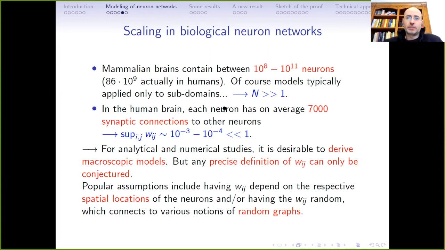What about those weights? Well, in the human brain, you have an average of 7,000 connections per neuron. So if I'm assuming that this is more or less well distributed, which is probably not the case, then that means that the typical synaptic weight should be of order 10 to the minus 3, 10 to the minus 4. So, okay, it's reasonably small, not super small, but reasonably small.